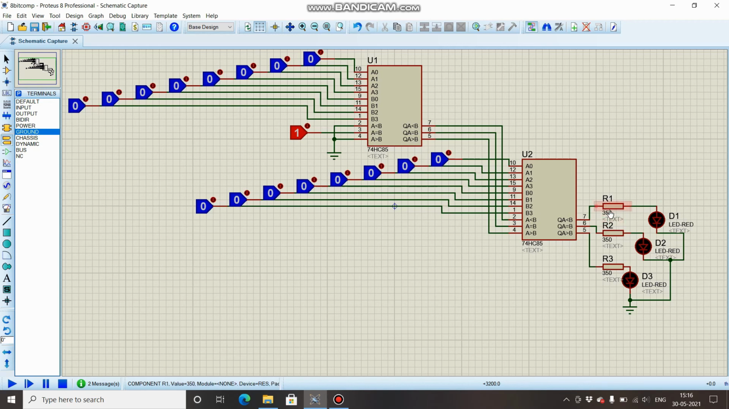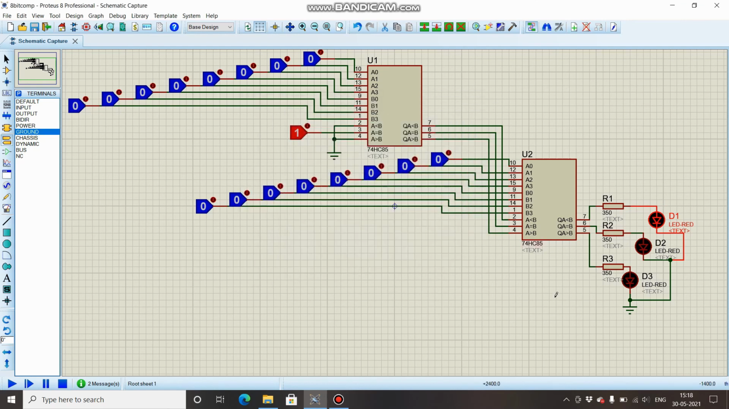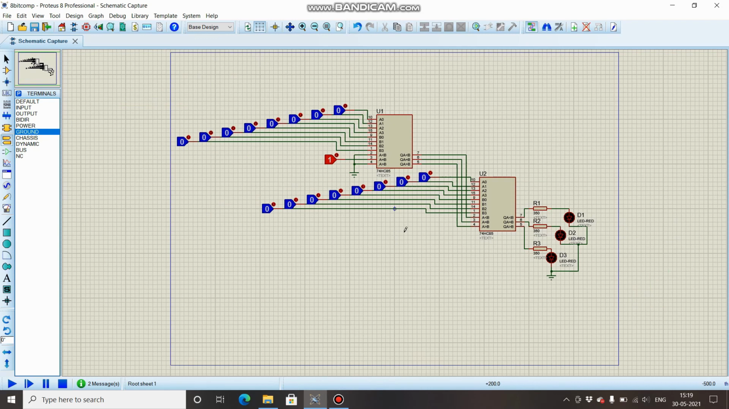Now regarding the resistor value that I have chosen, it will totally depend upon the output voltage supplied by each of these pins. You will have to check the data sheet for that output voltage, and subtract the forward voltage drop of the LED from this output voltage, divided by the drive current of the LED. Under properties you can check that the forward voltage is 2.2 and the drive current is 10 milliamp. Like this you can get the value of the resistor. In this way you can keep on cascading multiple stages to make a higher order magnitude comparator.